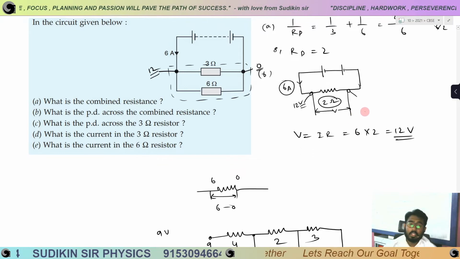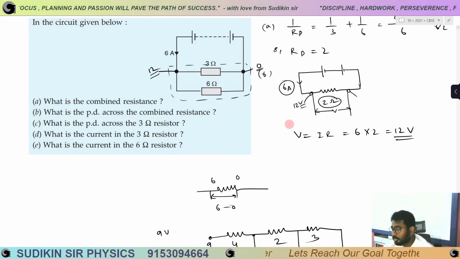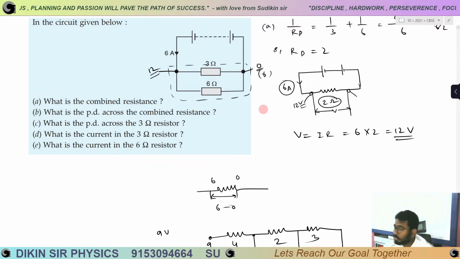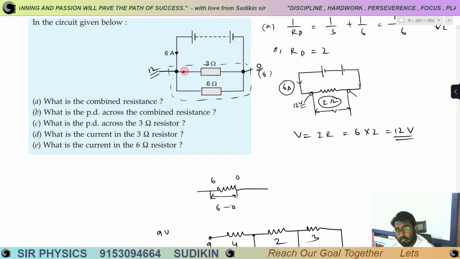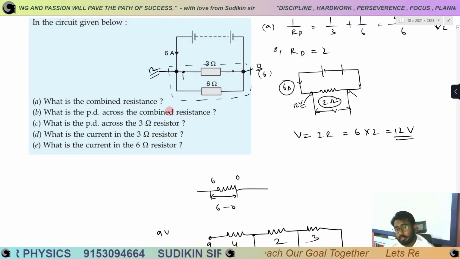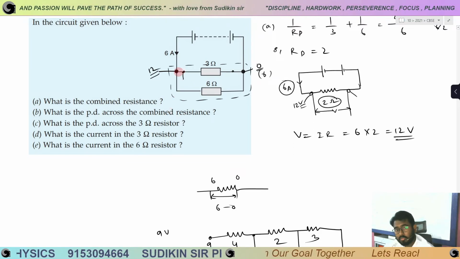Now 6 ampere is passing through it. So that is 12 volt. Now let us take this wire and this end. What will be the voltage here? If this is 12, what will be the voltage here?